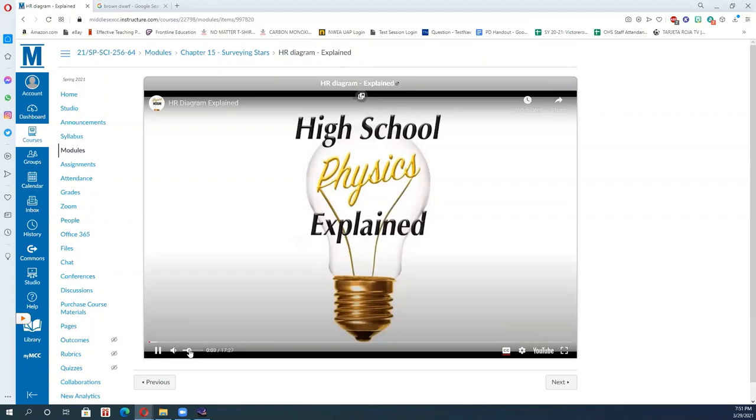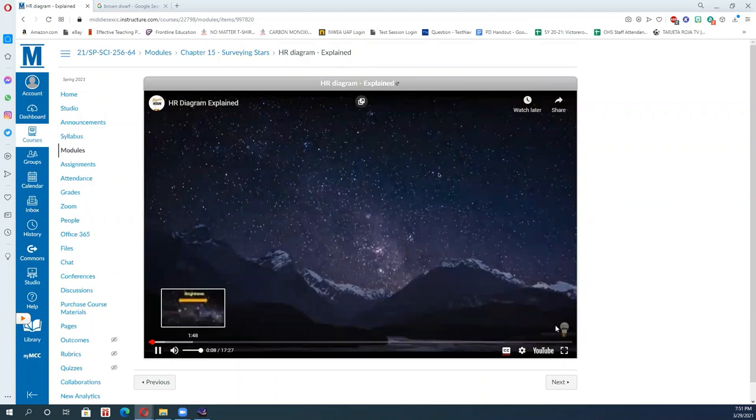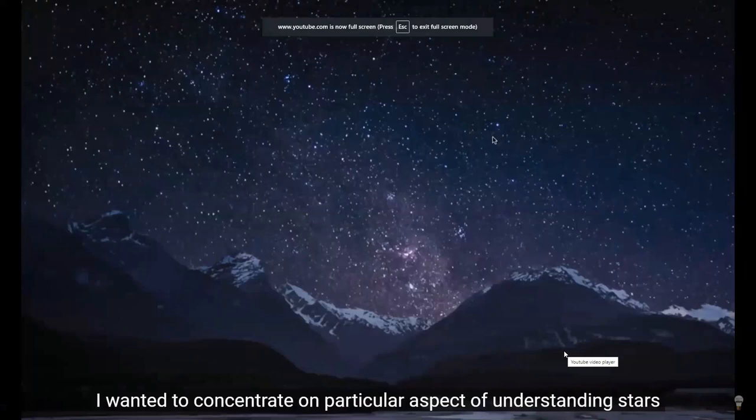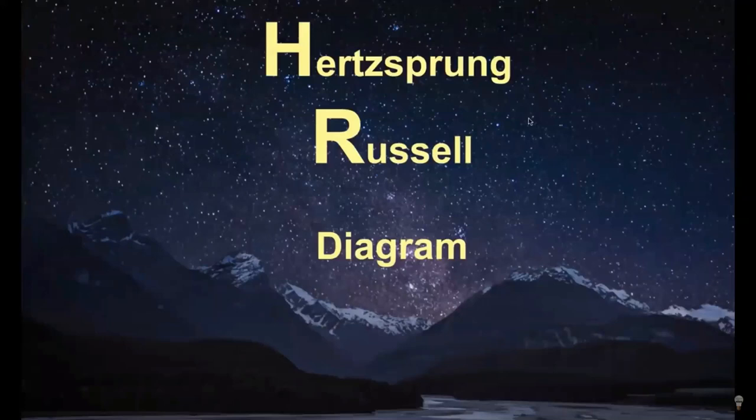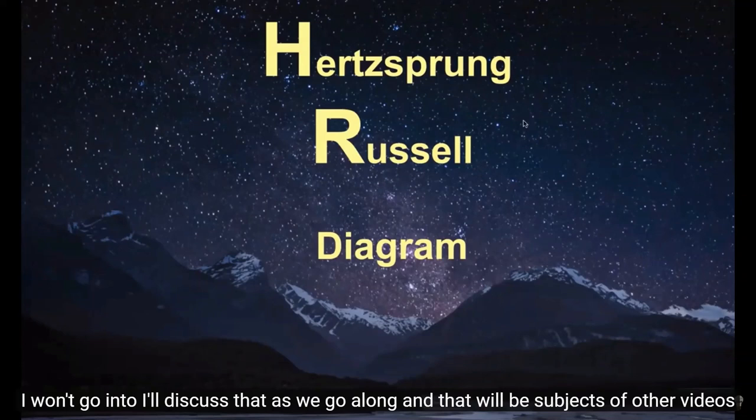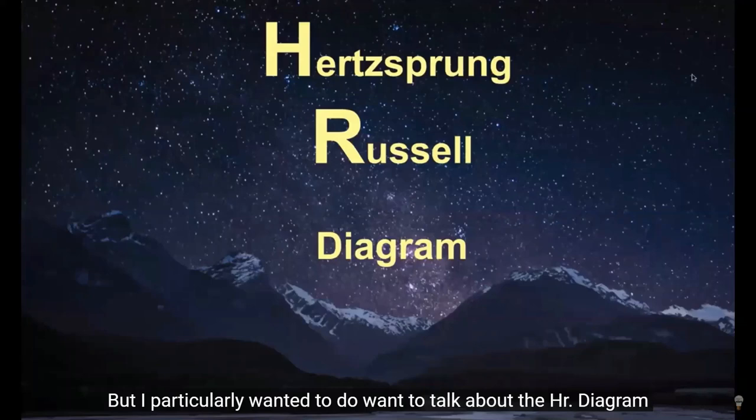Welcome to High School Physics Explained. How do we know so much about stars, even though they are so incredibly far away? And so today I wanted to concentrate on a particular aspect of understanding stars, and that is a diagram that is commonly referred to as the Hertzsprung-Russell diagram, which is an extremely important diagram that helps us understand a lot about stars. Now, there will be aspects I won't go into. I'll discuss that as we go along, and that will be subjects of other videos. But I particularly want to today talk about the HR diagram.